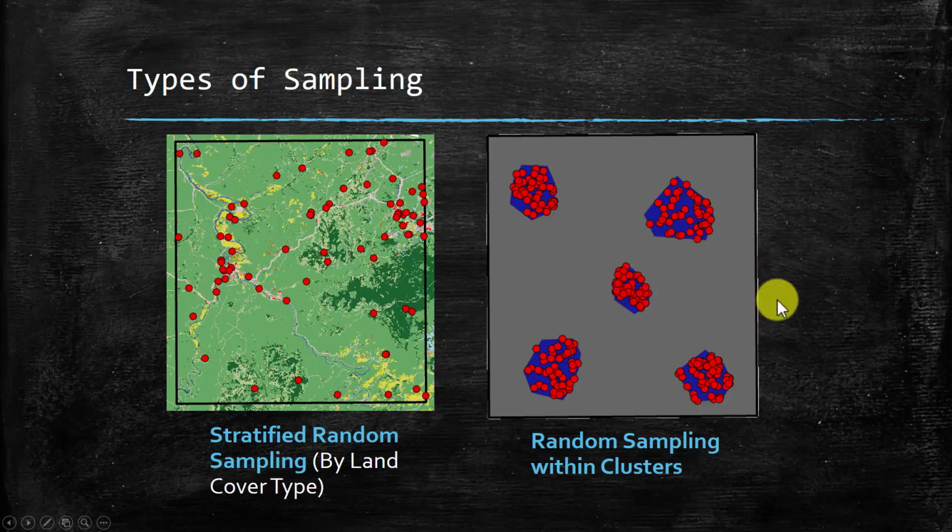And then lastly, we have random sampling within clusters. The idea here is that you create clusters, and then within those clusters, you create random samples. Why would you do this? Well, if this was a very large extent, it might be nearly impossible to actually create random samples throughout the entire extent and be able to actually get to them or survey them. So if we create small subset areas, that would allow us to have a smaller unit that we could go to and then do random sampling within.